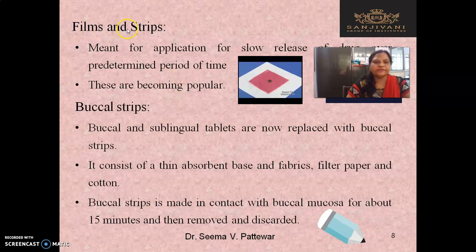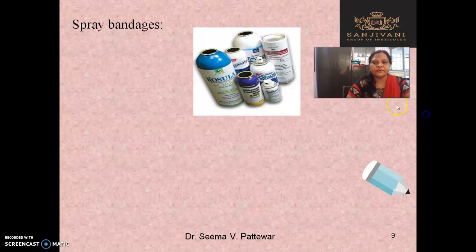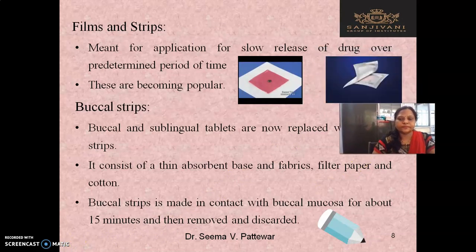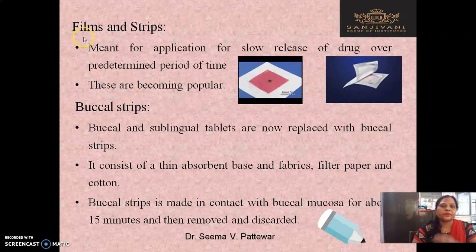Then these are the films and strips. So this is the image of a film. Films and strips are meant for application for the slow release of drug over a predetermined period of time. These are now very famous or popular. An example is the buccal strip.